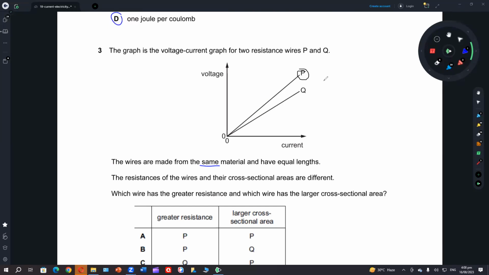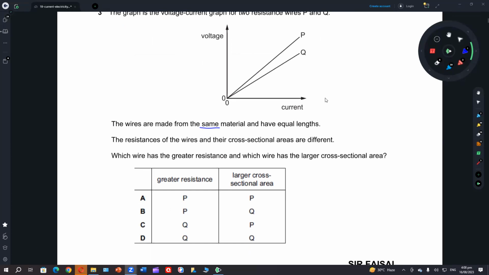Now we have to see this question. He is using the same material. The resistances of the wires and cross-sectional areas are different. Which wire has the greater resistance and which wire has the larger cross-sectional area? Now, the main thing is the graph.